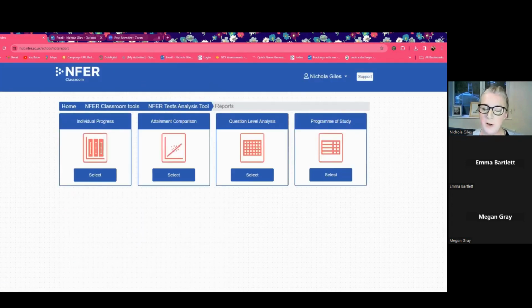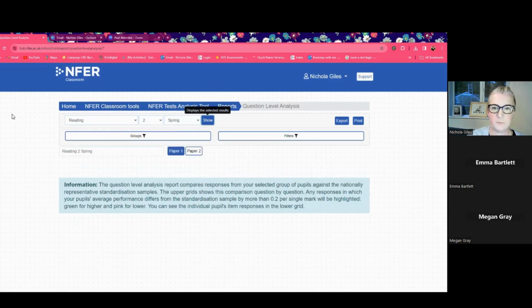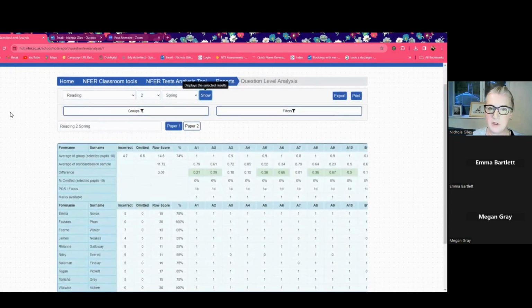If you are looking, obviously, I know we've got a focus on reading, you can also look between reading and maths as well. So I'm going to still stick with year 2, and I've got question level analysis. These are the last 2 that I said can be used in a different order depending on your focus. So reading, year 2, spring. As I said earlier, there are 2 papers.